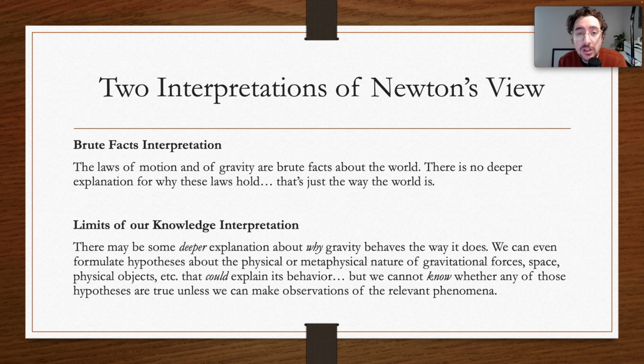We cannot know which of those competing hypotheses are true unless we can make observations of the relevant phenomena, unless we can make experiments that would let us get at that nature. Until we can do that, he says, we just shouldn't make any claims about it. It should be enough that we can make these predictions about how objects will behave. We don't need anything else.